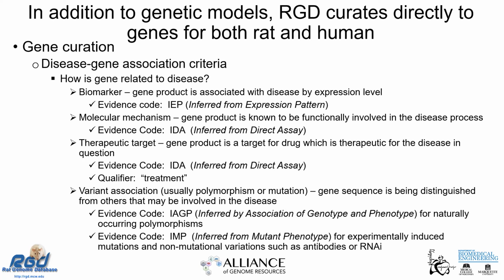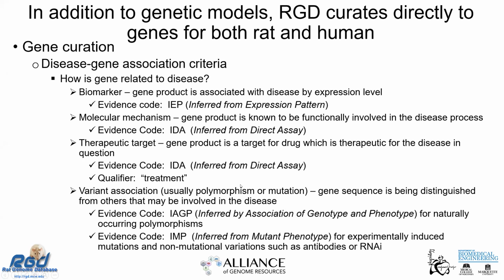And then also the obvious, the variant associations, which are usually polymorphisms or mutations. So the gene sequence is being distinguished from others that may be involved in the disease. And again, for genes as well as for strains, the evidence code is IAGP if it's a naturally occurring polymorphism, and IMP if it's an experimentally induced mutation, or for non-mutational variations such as antibodies or RNAi.